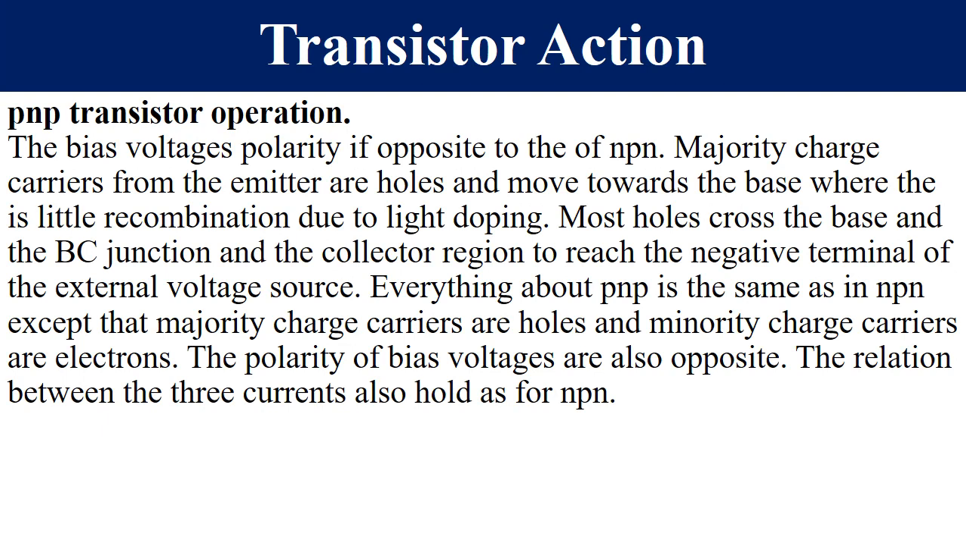Guys, take note that my explanation for NPN also holds for PNP, except that in PNP, majority charge carriers are holes, whereas in NPN, they are electrons. But the forward biasing and the reverse biasing and the effect remains the same. So instead of talking of electrons being majority charge carriers, we say most holes from the emitter, which is P-type, cross into the base and the base collector junction into the collector region to reach the negative terminal of the external voltage source, which is our VCC. That's simple.